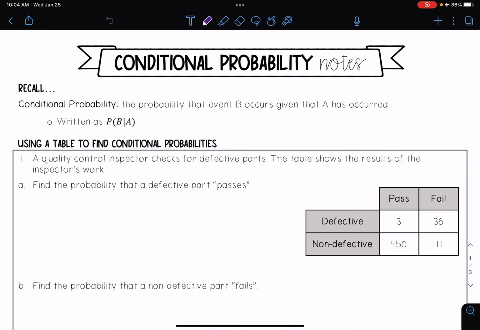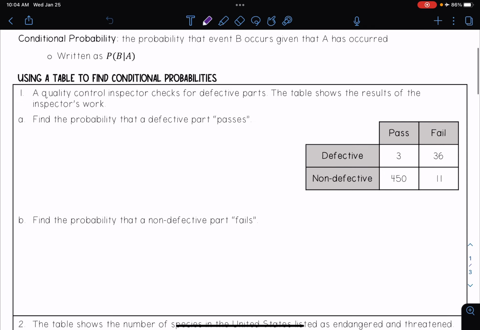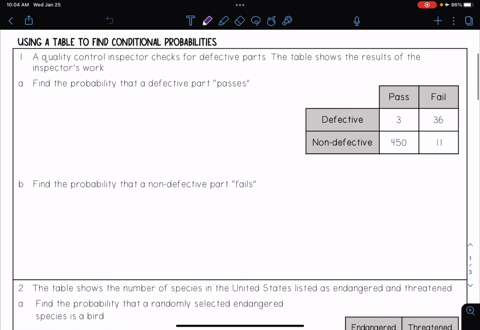Hello everyone, today we're going to be talking about conditional probability. So if you recall, we did go over the definition of this last time, and that is a conditional probability is the probability that event B occurs given that A has occurred. And we would write that as P of B given A. So for these first two examples, we're going to use a table to find conditional probabilities.